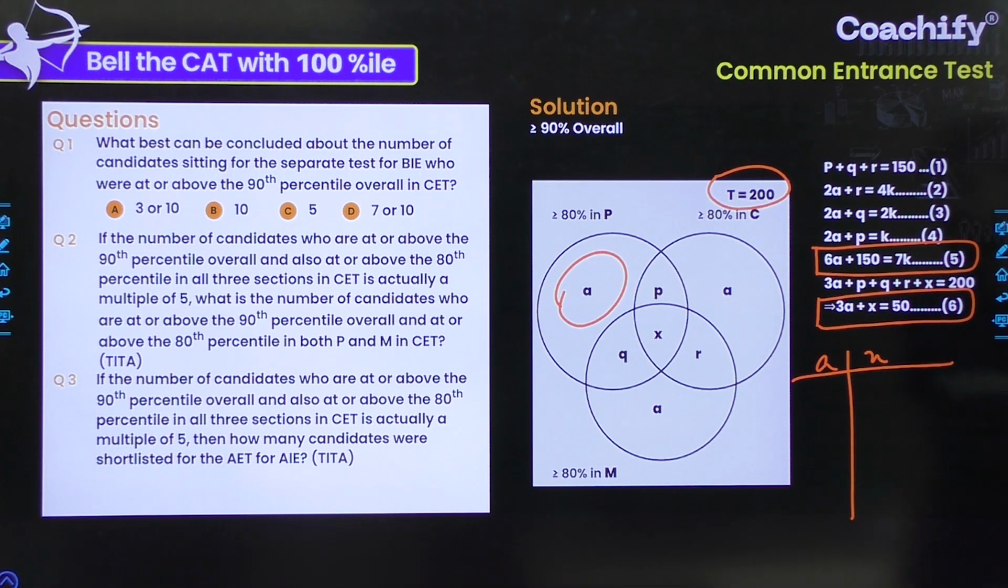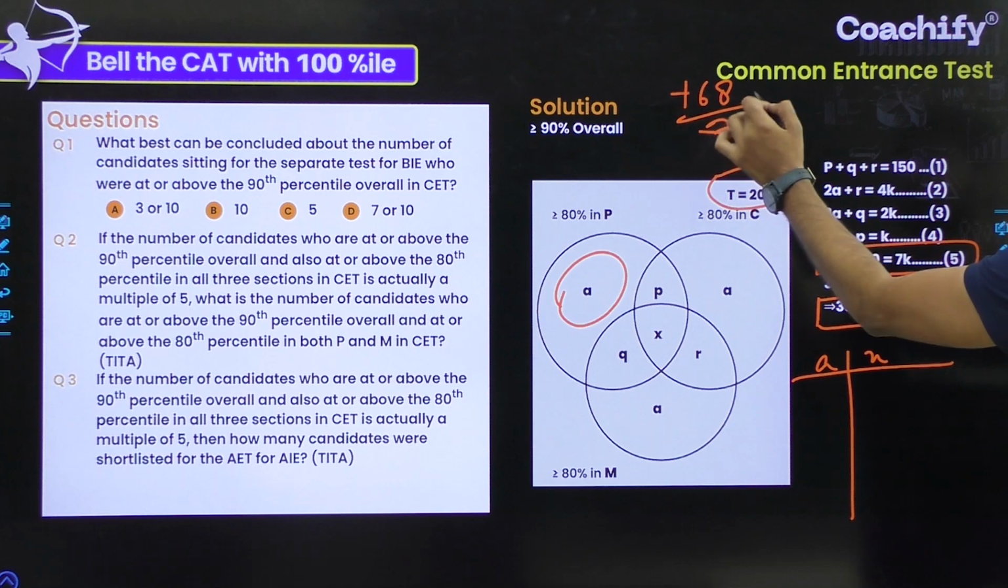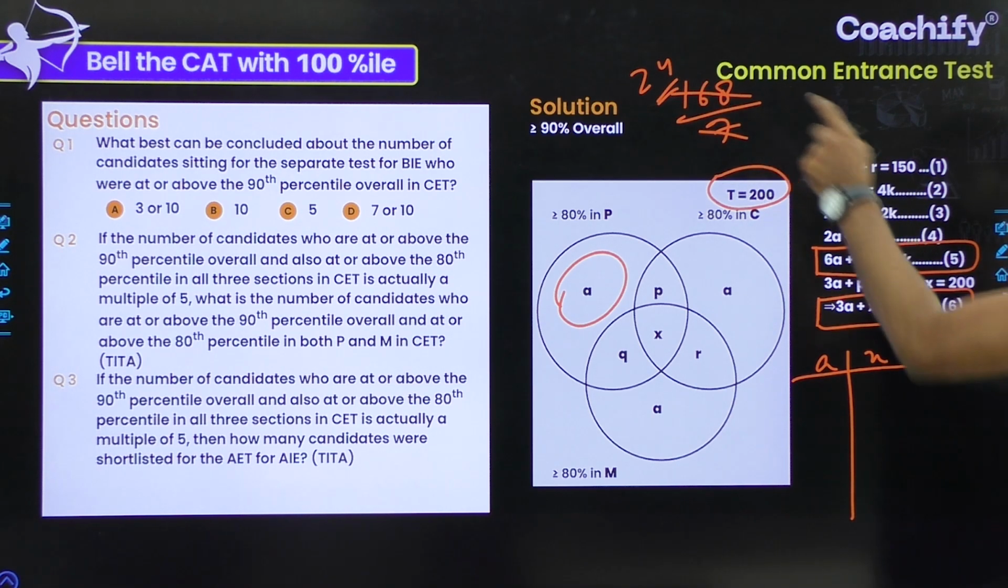Can we take A as 2? Let's think. So 6 into 2 will be 12. 150 plus 12 will be 162. Again, 162 is not divisible by 7, right? Can we take A as 3? So 6 into 3 is 18. 150 plus 18 will be 168. And I think 168 is divisible by 7. How many times? 24 times. So the value of K is 24, right?